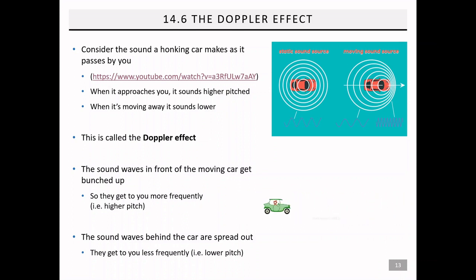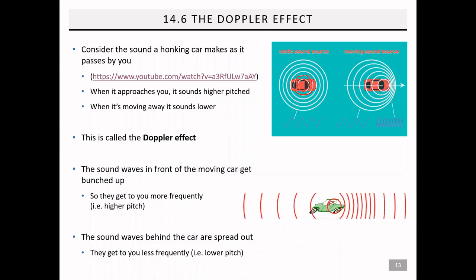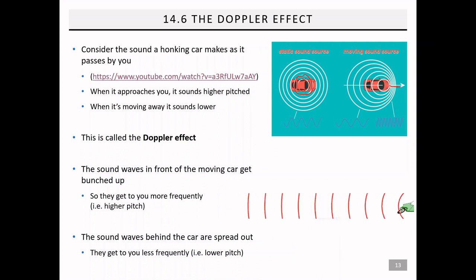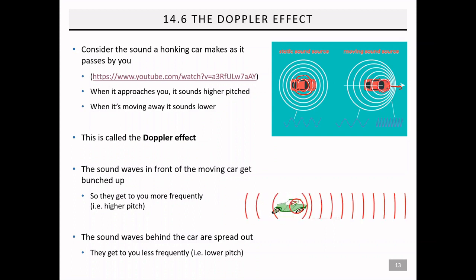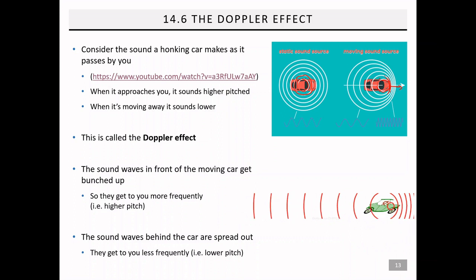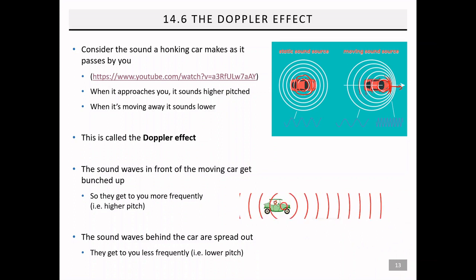If you have a car that's just sitting still, then the honks from that car are emitting in every direction equally. Okay, but when the car is moving to the right, you have the sound waves or the wave fronts bunching up in the front of the car, and then they're sort of spread out in the back of the car.